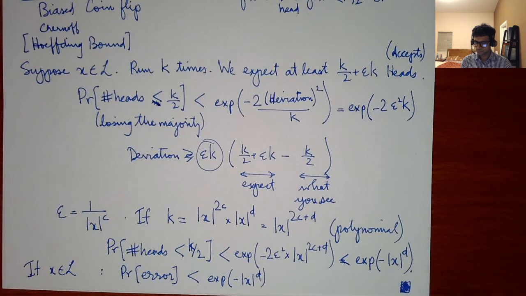So the part where we use the Hoeffding Bound was when we said that the probability of the number of heads being less than k over 2 is less than that exponent, right? Yes. This is the Hoeffding Bound.